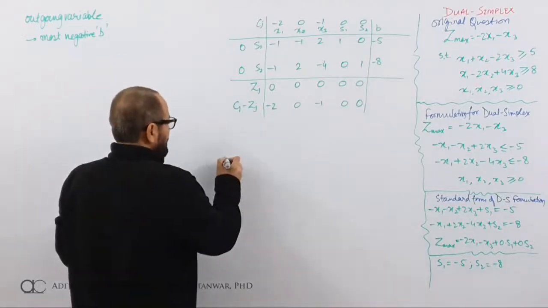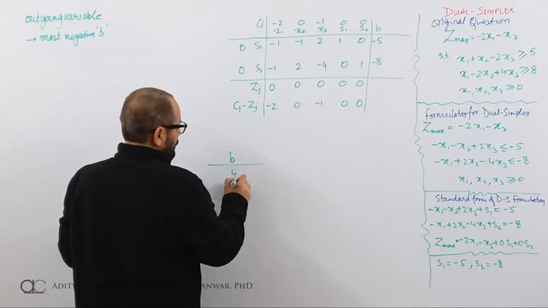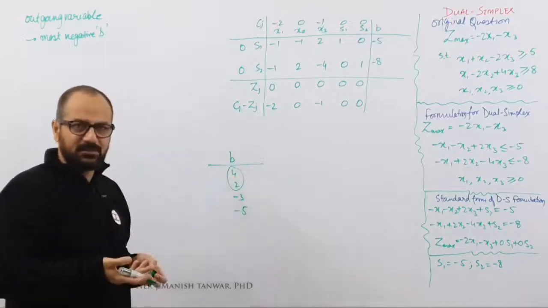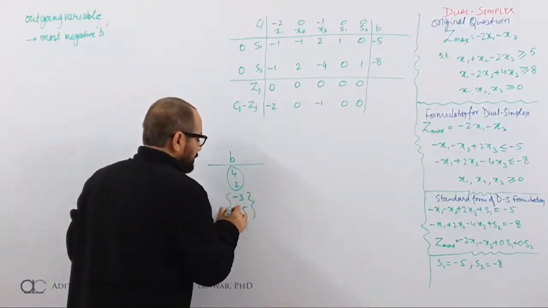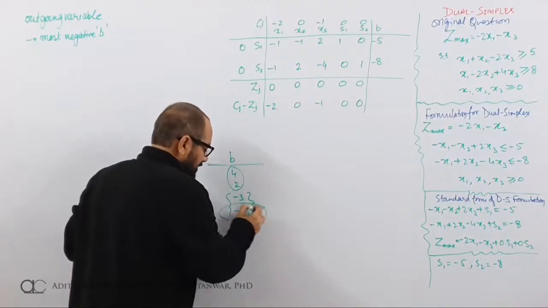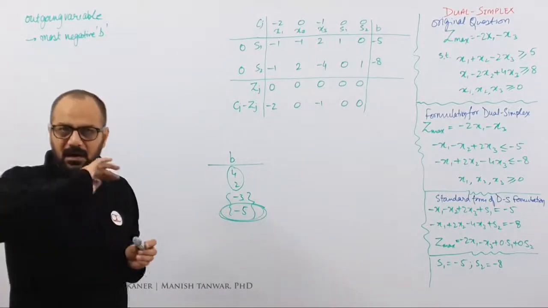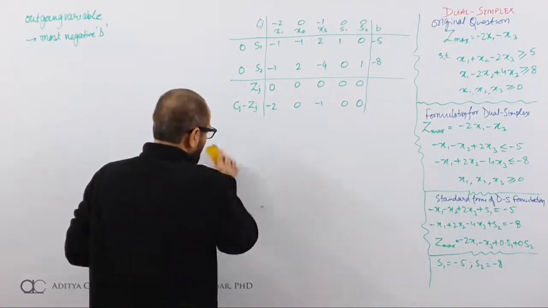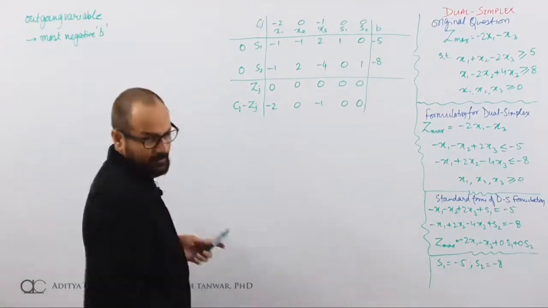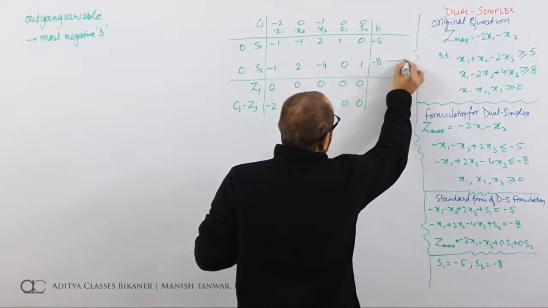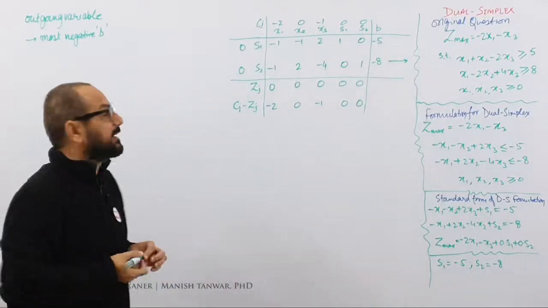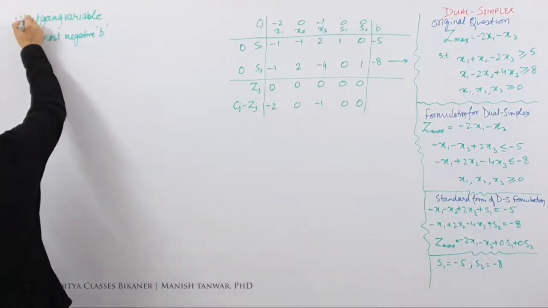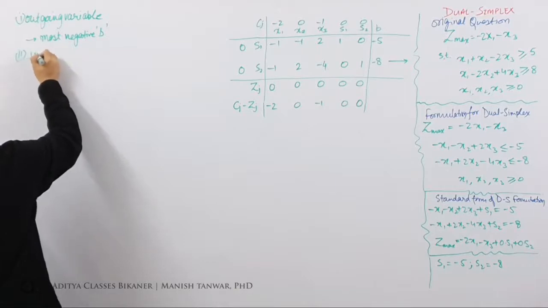If it happens to be like this, you have some question where your B is 4, 2, minus 3 and minus 5. These two are out of question because they are already positive. We are talking about these two, and of these two, the most negative is minus 5. This is how we decide upon the outgoing variable. Who will be the outgoing variable in this case? My outgoing variable would be S2, the most negative. First we decide upon the outgoing variable, which is most negative, and then we decide upon the incoming variable.